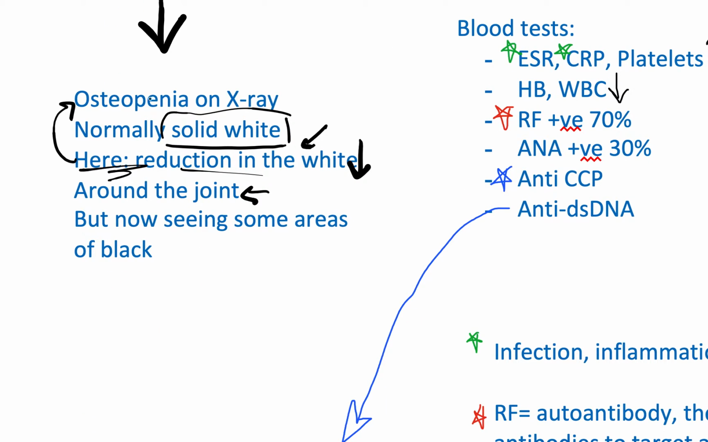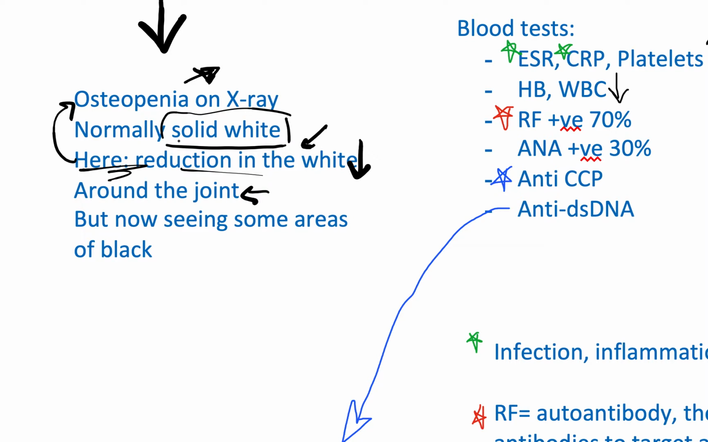Now, what is osteopenia? This is a reduction, kind of like a reduction in the bone. And it typically occurs with a couple of the bone and connective tissue diseases. But how are we supposed to identify the osteopenia on the X-ray?